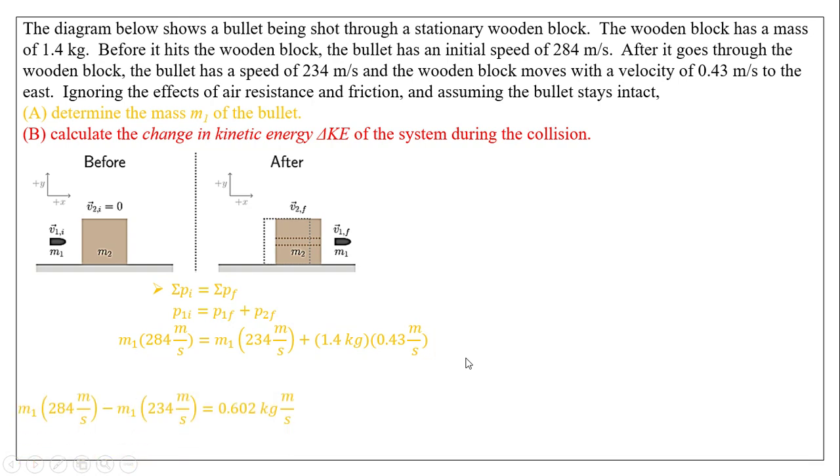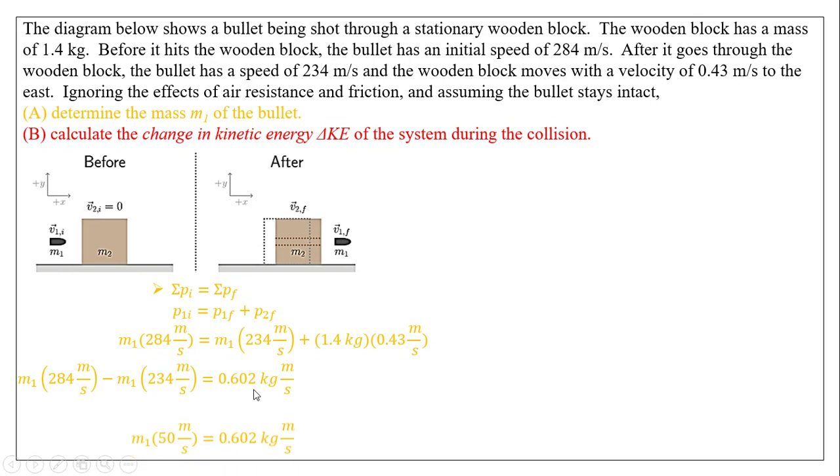So I'm just going to simplify this on my calculator and combine like terms. Here we have 284 M1, and here we have 234 M1. I want to move this 234 M1 to the left side to combine like terms, so I subtract it, because it is a positive term on the right side of the equal sign. Moving it to the left will change sign. And then 1.4 times 0.43 will give you about 0.602.